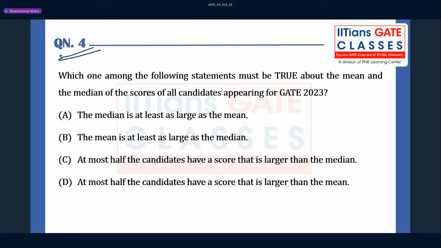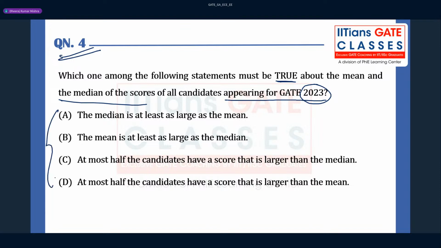Okay, the question has a statement related to GATE 2023, right? Which of the following statements must be true about the mean and the median of the scores of all candidates appearing for GATE 2023? So you see, you don't know the statistics of GATE 2023. After the GATE result you will come to know, but during the exam you were not familiar with that. So they gave you some statements here.